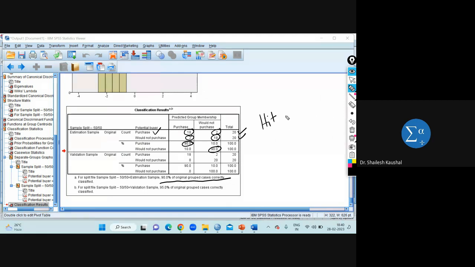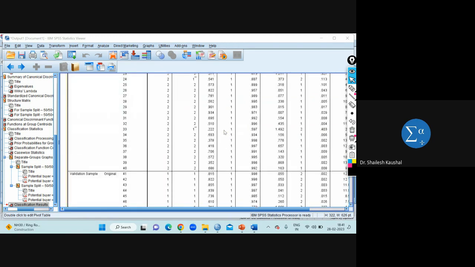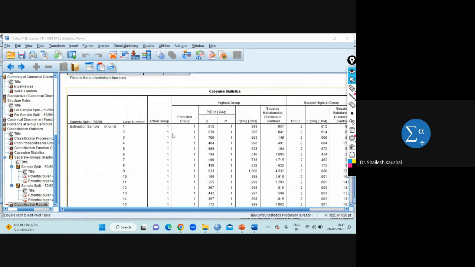Hit ratio here, 90%. My model correctly classifies 90% of the persons, I should say my model correctly fits. Now see, there are two persons who would not purchase, they are not purchasing, but my model is saying they will buy the product, and two persons who buy the product, but my model is saying they will not buy the product.